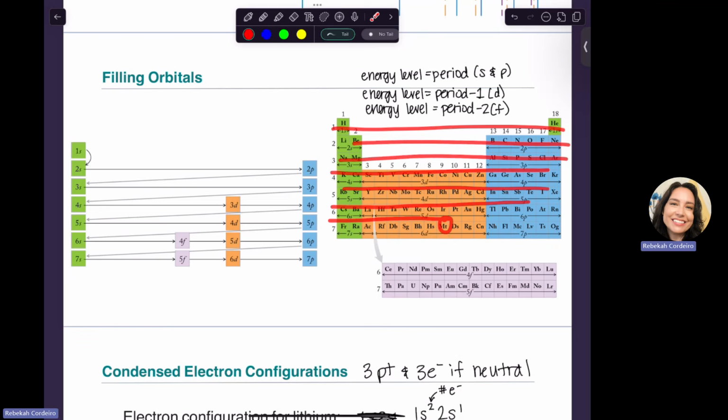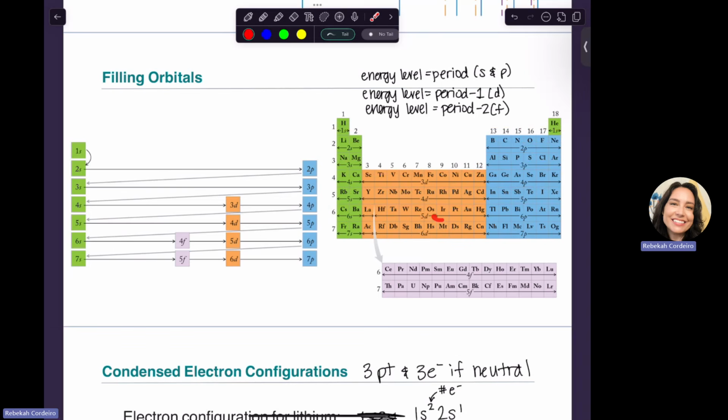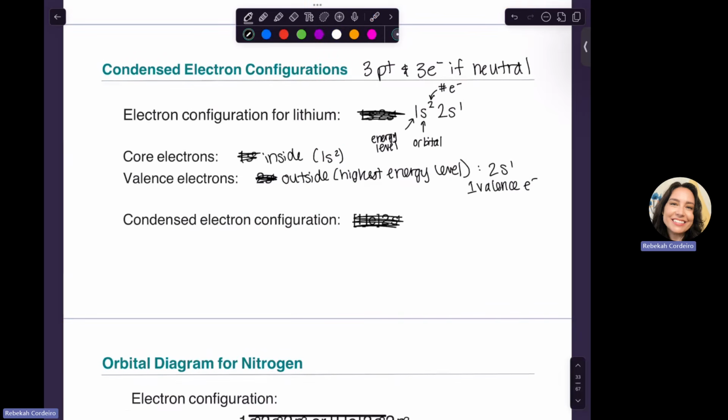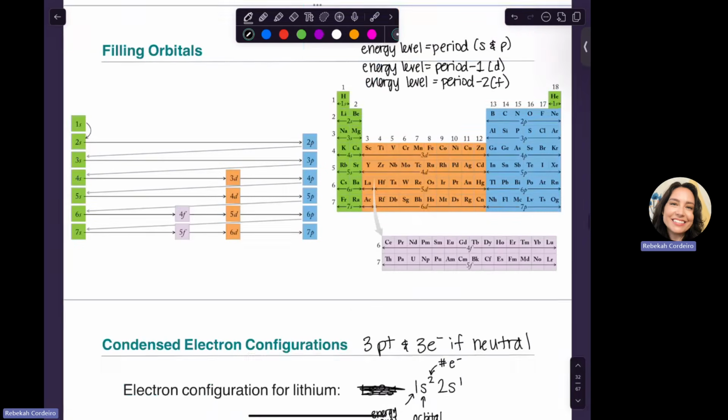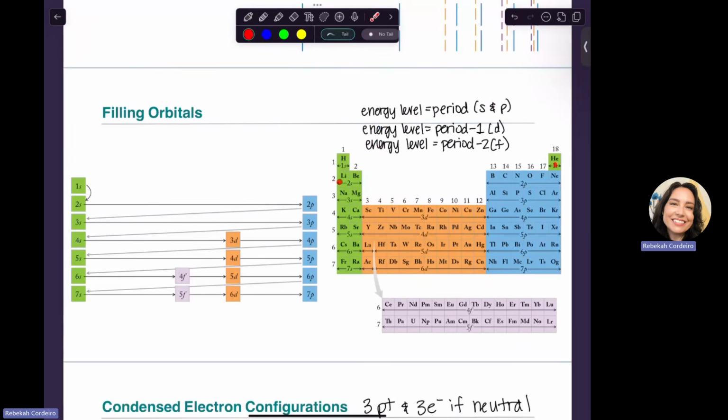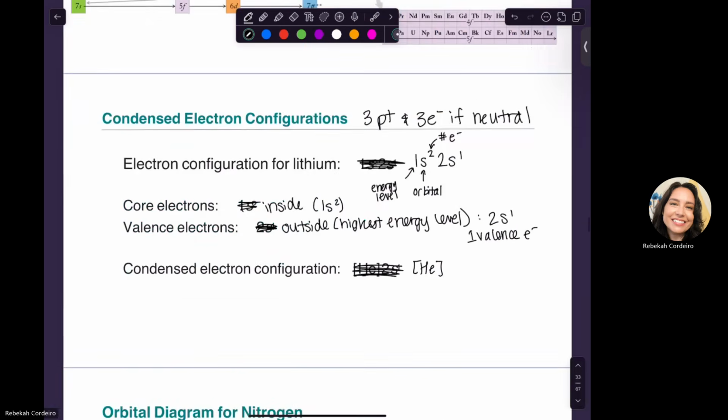If we don't want to go all the way from number 1 again, we could just remember the last time we were at a noble gas, and put that noble gas in brackets. Then we'll start there and finish the work. If we look at lithium, the last noble gas that comes before lithium is helium. So we'll put helium in brackets, and then we'll start from there. Helium is number 2, so we look at number 3, that's 2s1. You notice that it helps us identify not all the valence, but what's on the outside in general, for the most part. So why don't you try nitrogen?